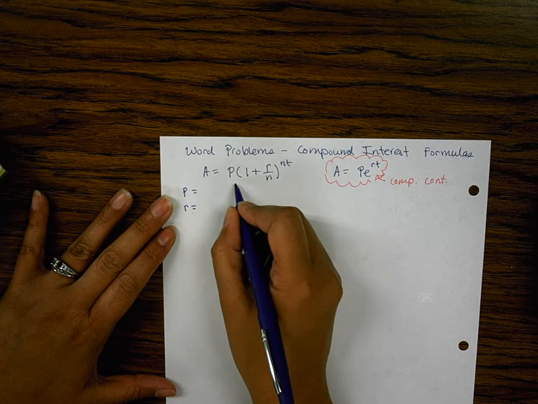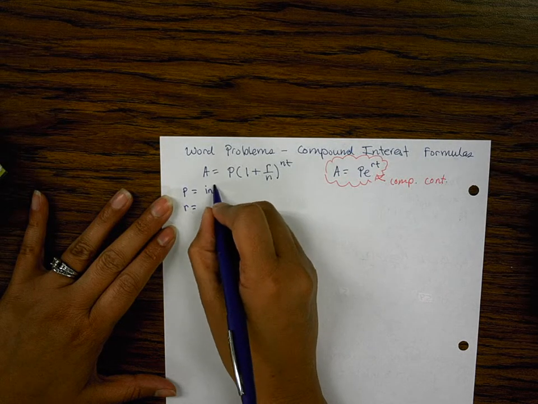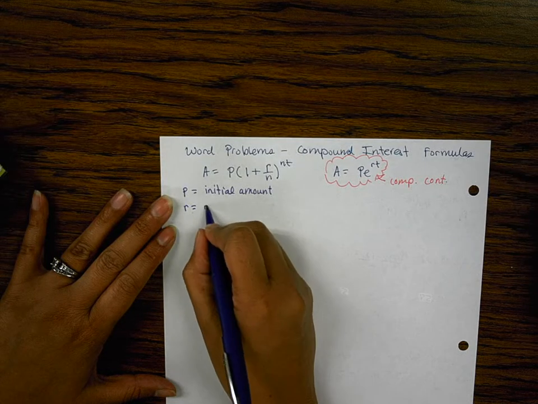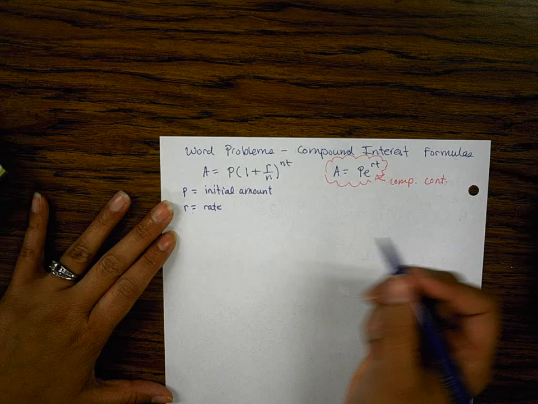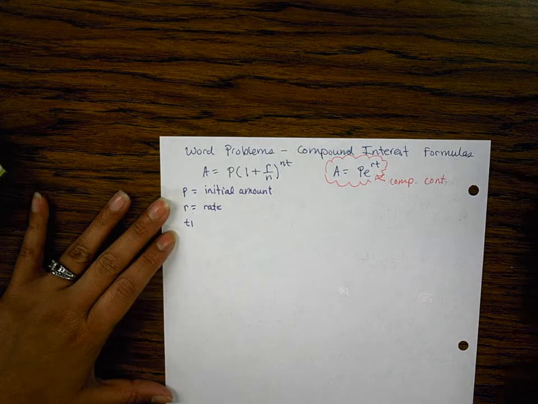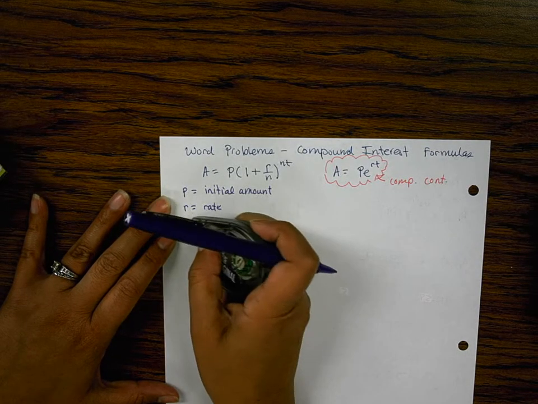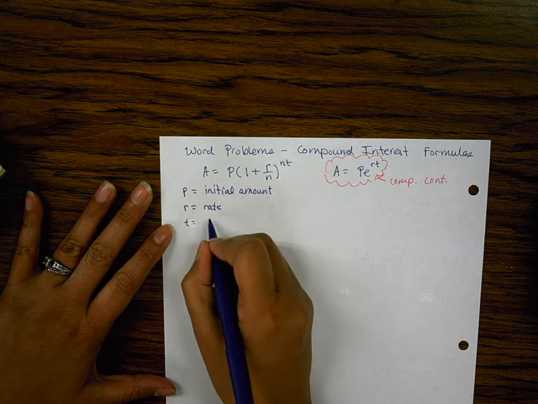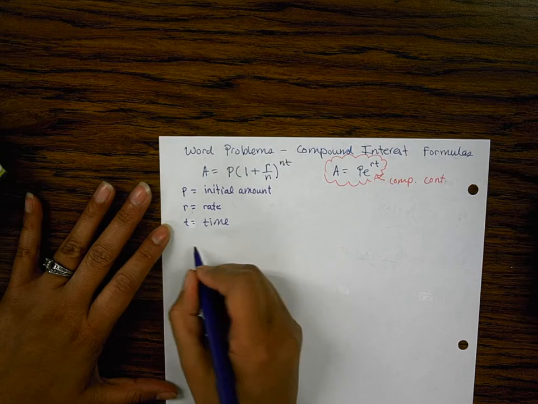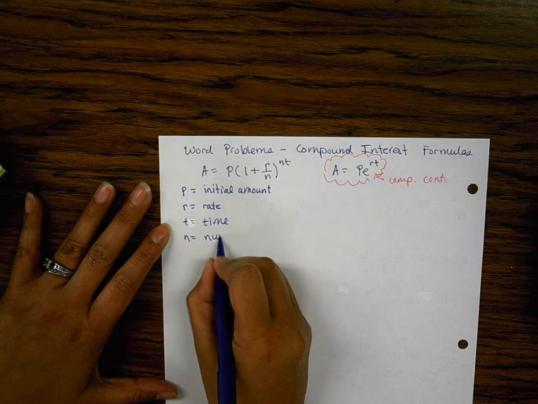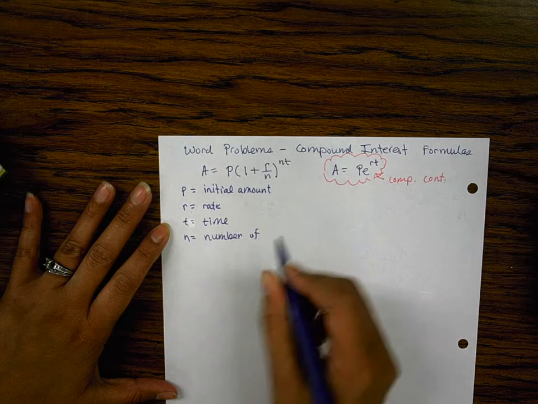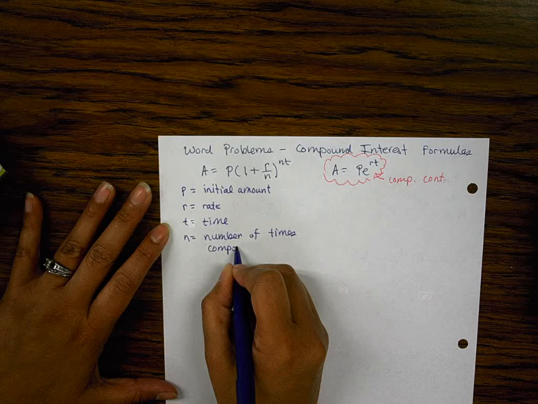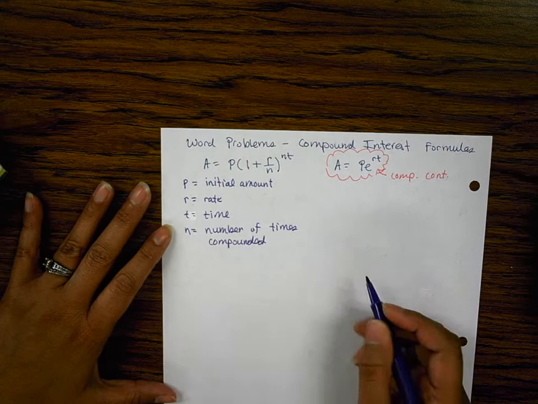P is the initial amount. R is your rate. T is the time. N is the number of times compounded.